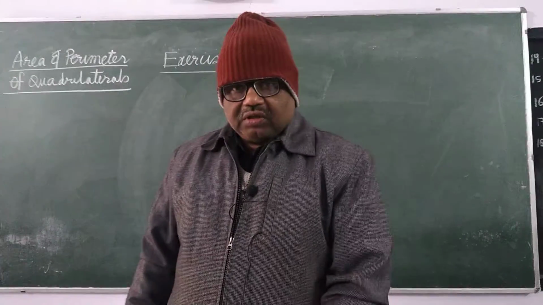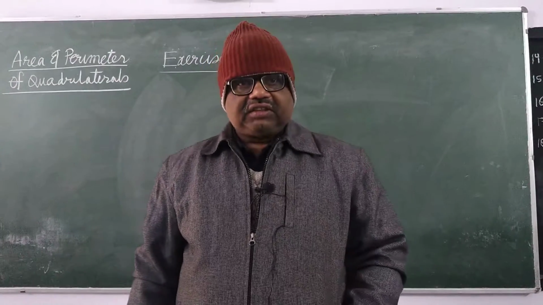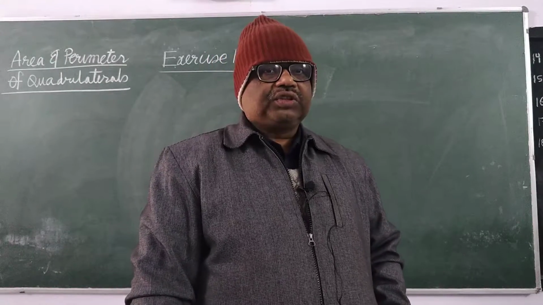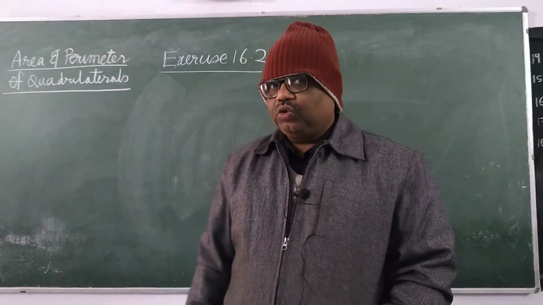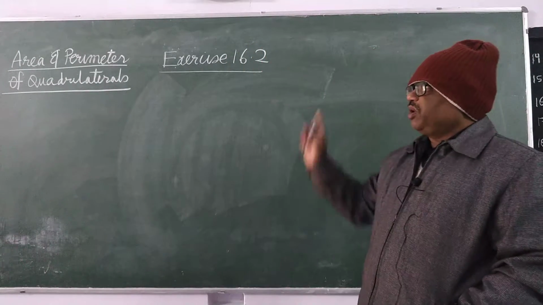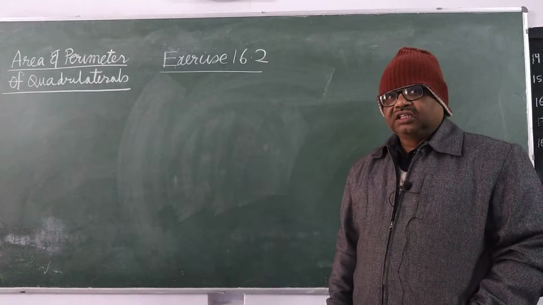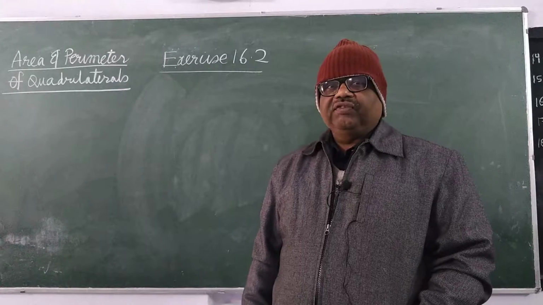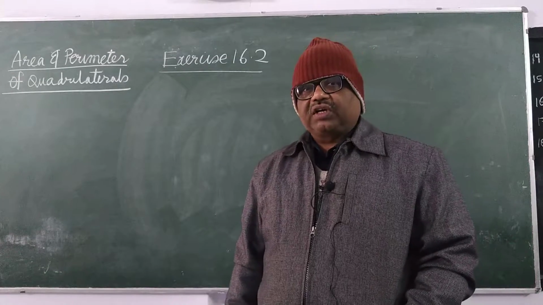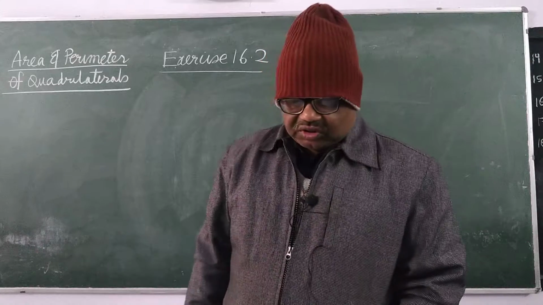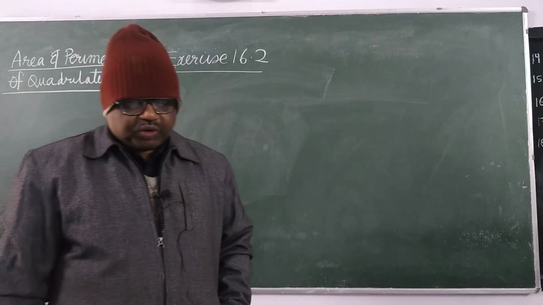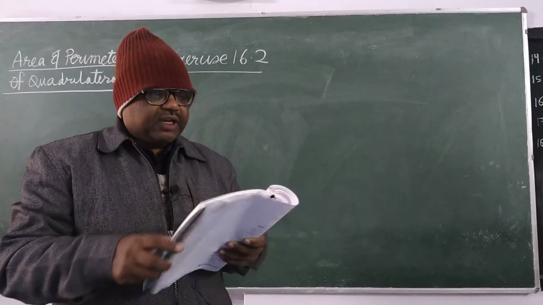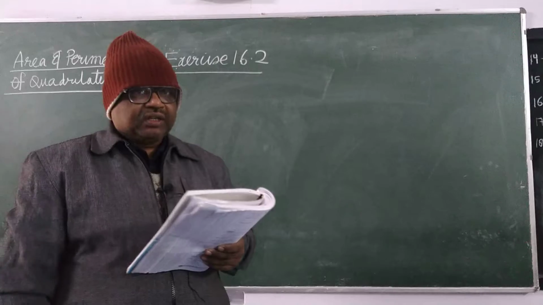So, hello students, today in this class I am going to do the questions of exercise 16.2, area and perimeter of quadrilaterals. In the previous class I have explained the formulae of area and perimeter of quadrilaterals. So, see here, all of you open your book. Exercise 16.2, we will begin from question number 1.